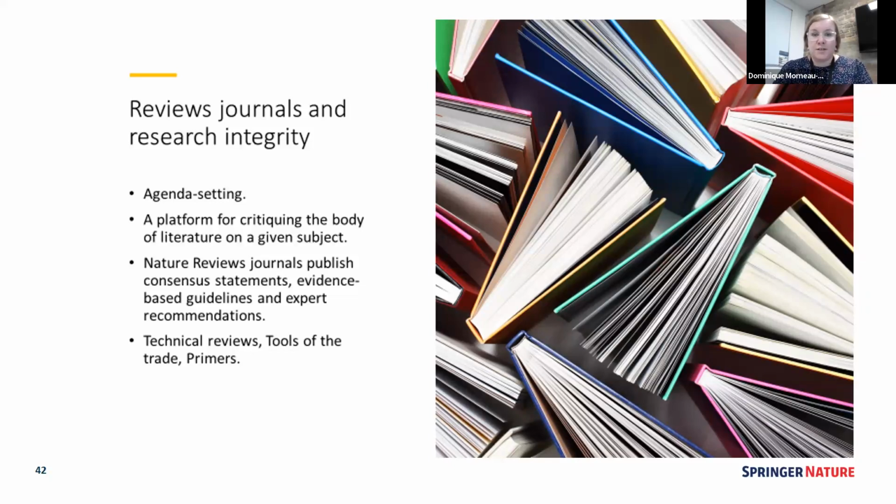Nature Reviews publishes a huge range of article types, including consensus statements, evidence-based guidelines, and expert recommendations. These articles typically address issues that are controversial or unclear and have wide implications for research practice or current thinking in the field. Evidence-based guidelines are systematically developed recommendations for achieving standardized research or clinical practice. And consensus statements are comprehensive analyses by a panel of experts of a scientific or medical issue.